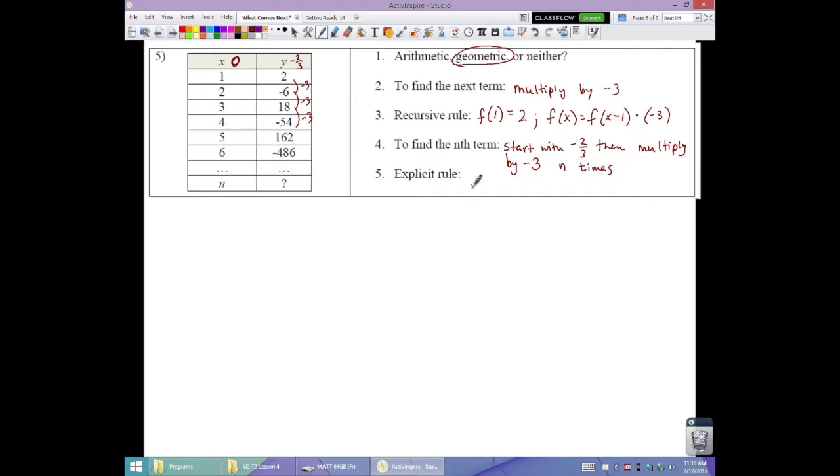Lastly, our explicit rule needs to be in exponential form. So f of x equals 0th term, negative 2/3, times negative 3 to the x power.